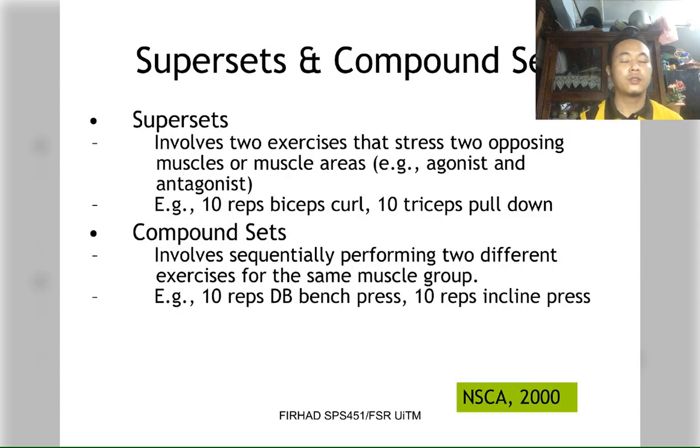Next point is superset. It involves two exercises that stress two opposing muscles or muscle areas. For example, agonist and antagonist. For example, 10 reps bicep curl, and then you do 10 reps tricep pull down.